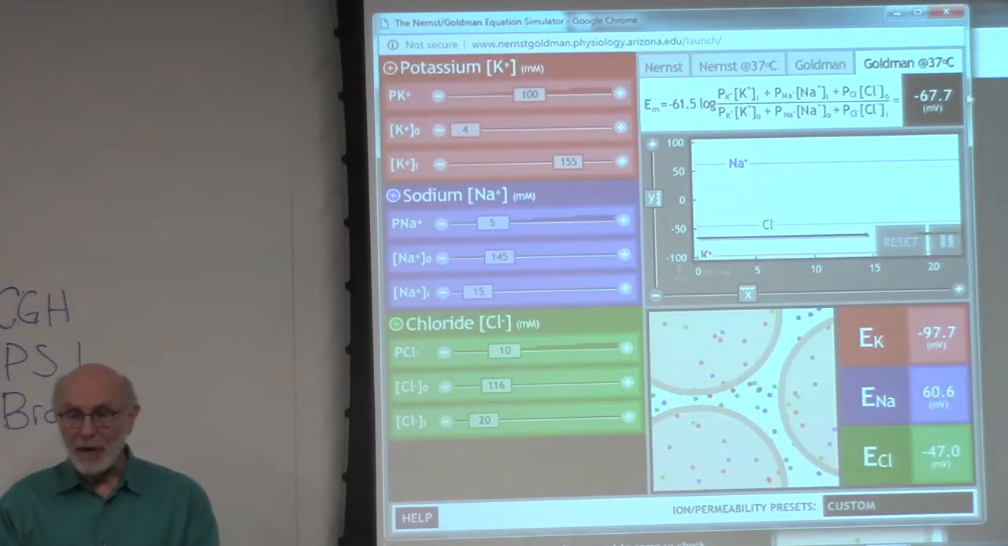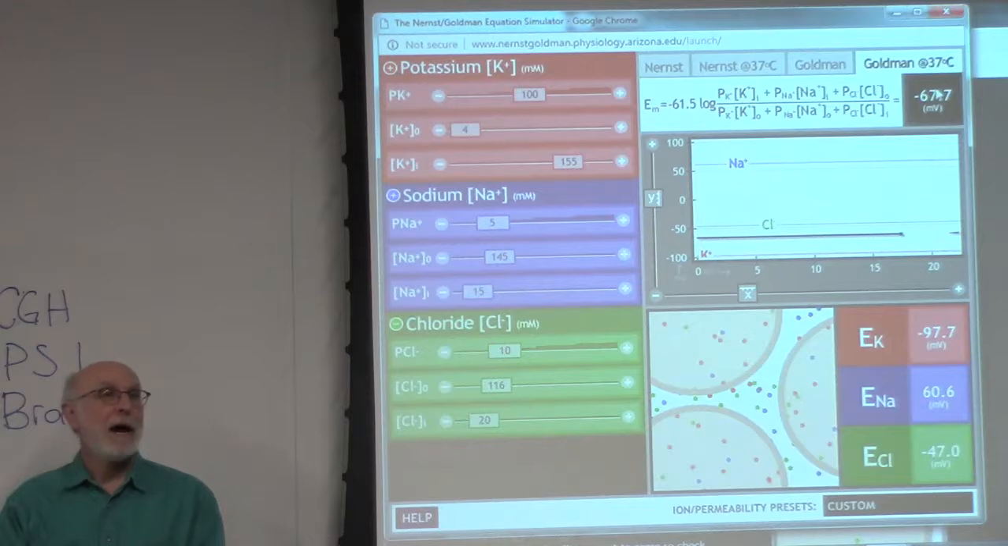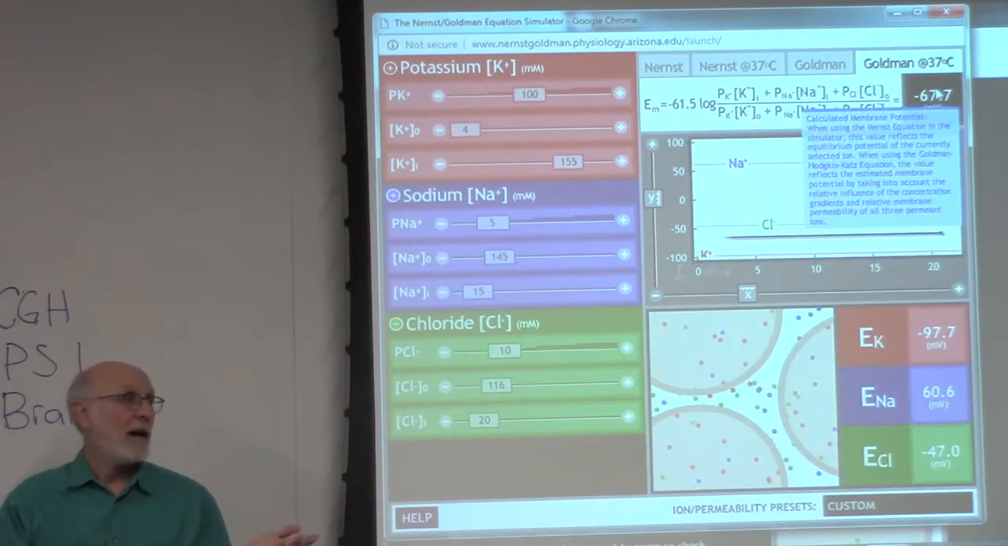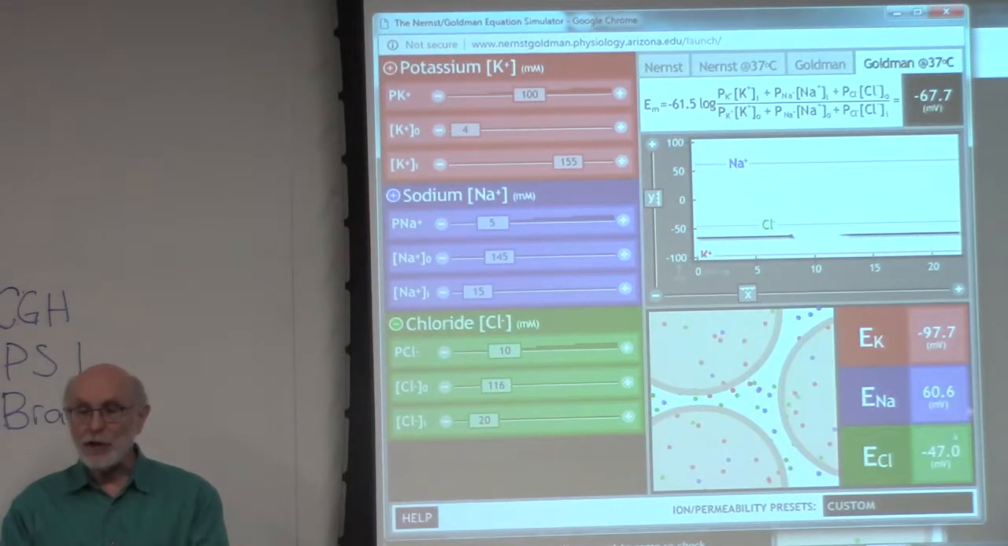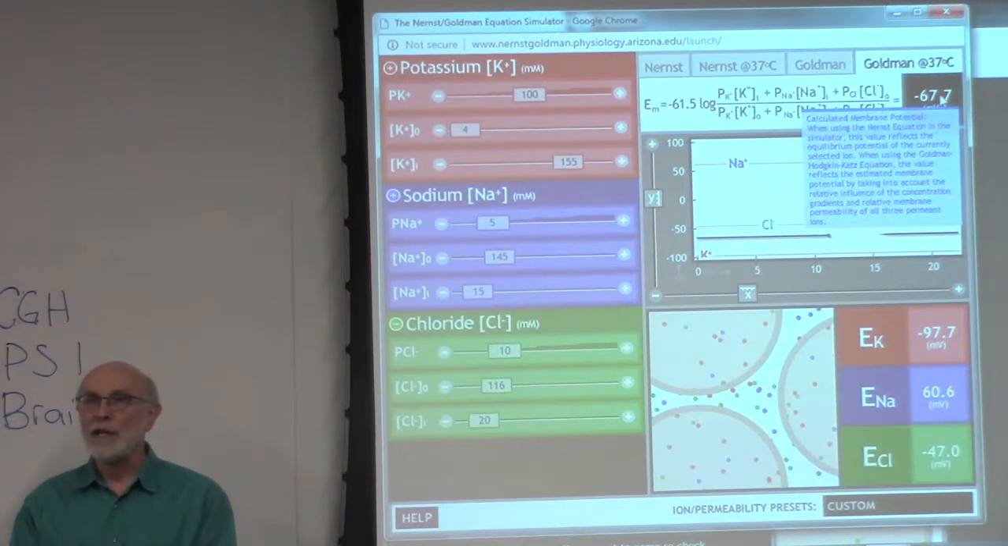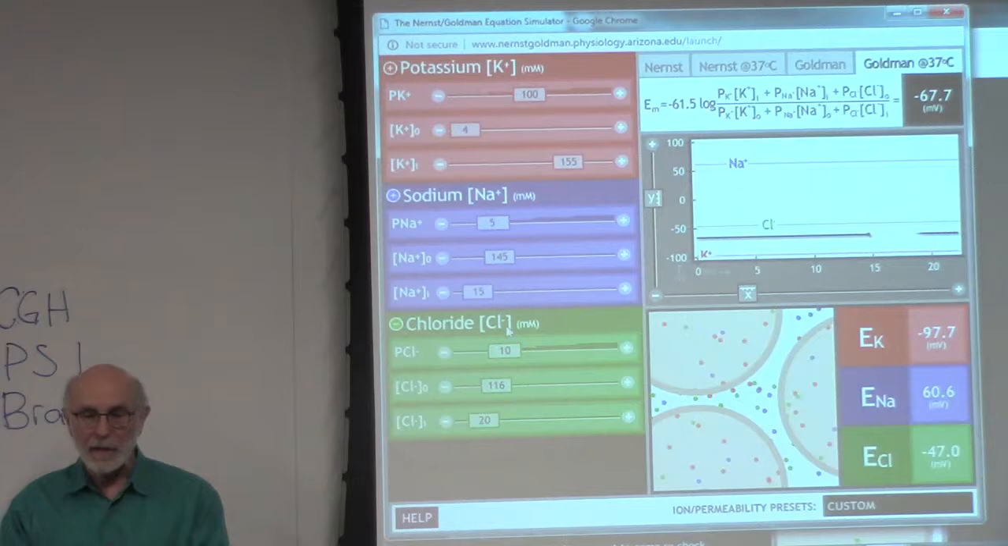In this case, the resting membrane potential is reported up here at minus 67.7, which is not correct for the homework, because something in here is wrong compared to the conditions of the homework. Here is where you see the Nernst equations for each of the ions. These are the equilibrium conditions for each of the ions. Here is the equilibrium potential for potassium under these conditions, here is the equilibrium potential for sodium, and here's the equilibrium potential for chloride. So here are the Nernst equations, and here is the solution to the Goldman-Hodgkin-Katz equation, given these permeabilities and these concentrations.